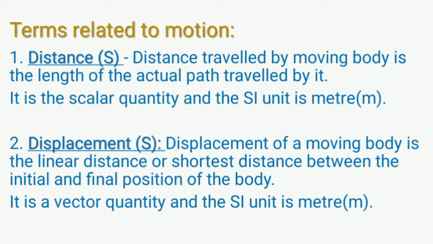Distance traveled by a moving body is the length of the actual path traveled by the body. It is a scalar quantity and its SI unit is meter. While the displacement of a moving body is the shortest distance or the linear distance between the initial and the final position of the body. It is a vector quantity and its SI unit is also meter.